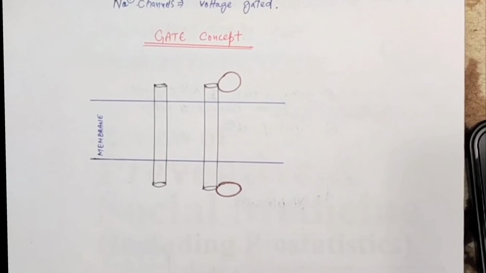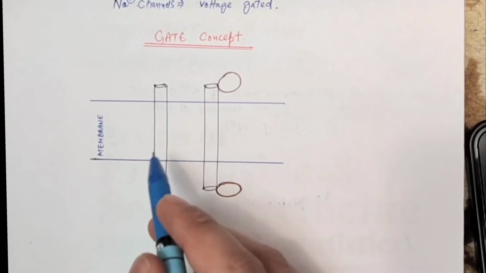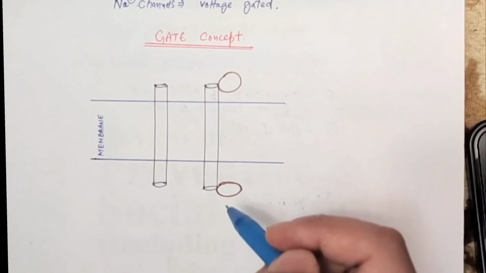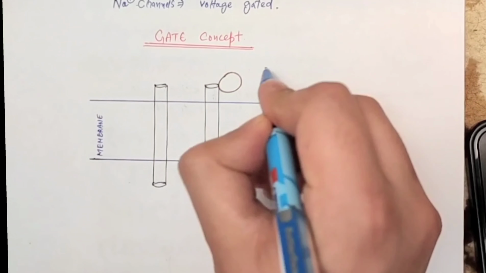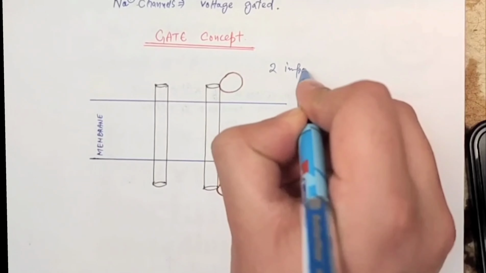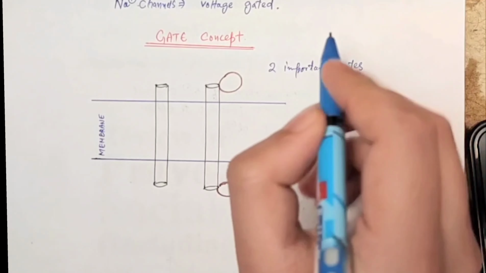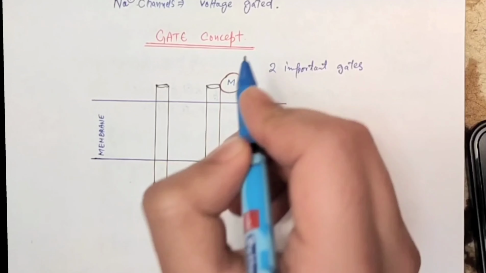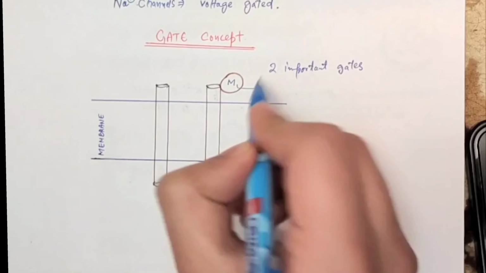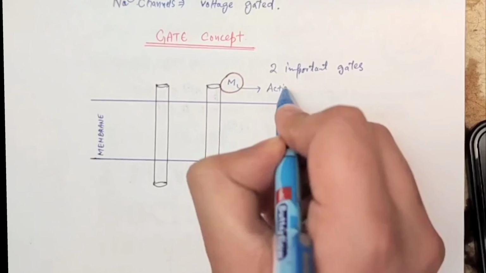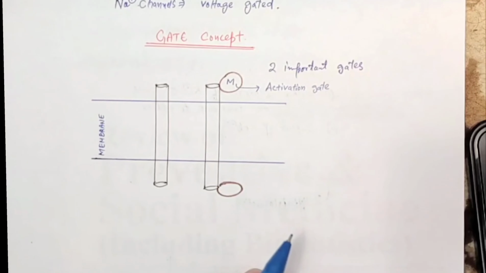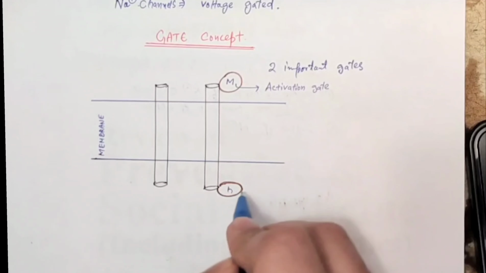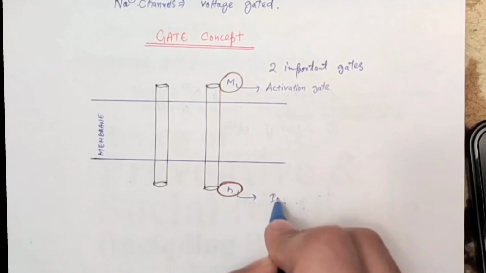Now we will see the gate concept. Consider this membrane containing the sodium channel. This sodium channel is voltage gated. It shows two important gates. The first one is called the M gate. It's also known as the activation gate. The second gate is called the H gate. It's also called the inactivation gate.